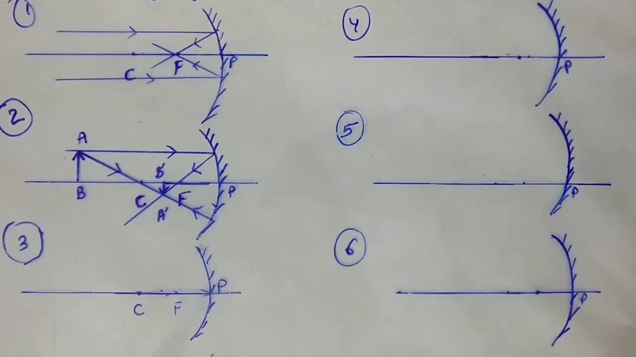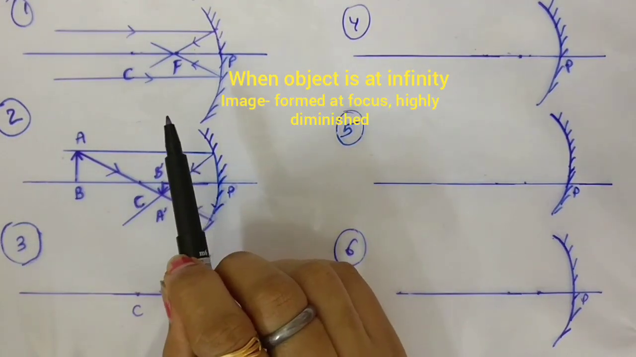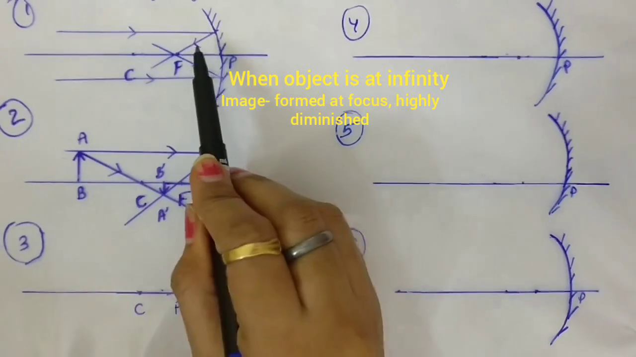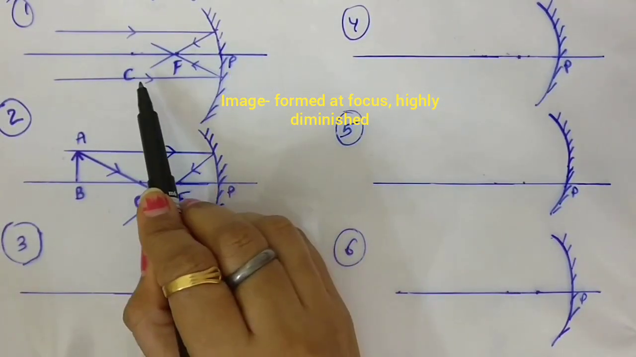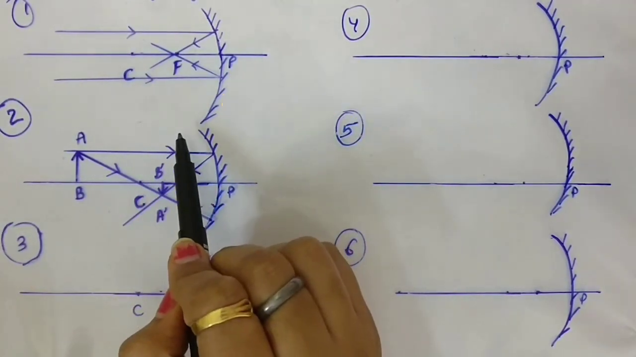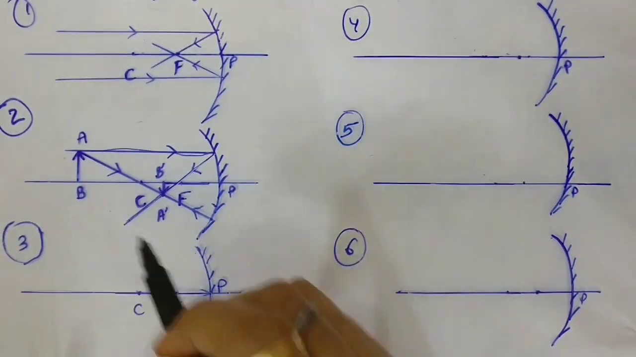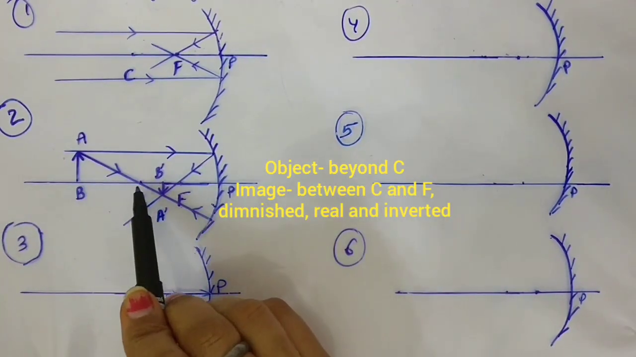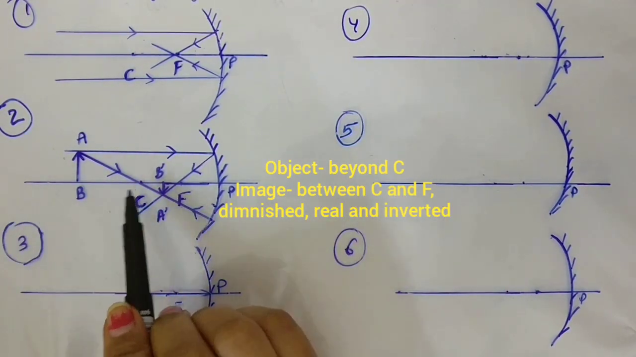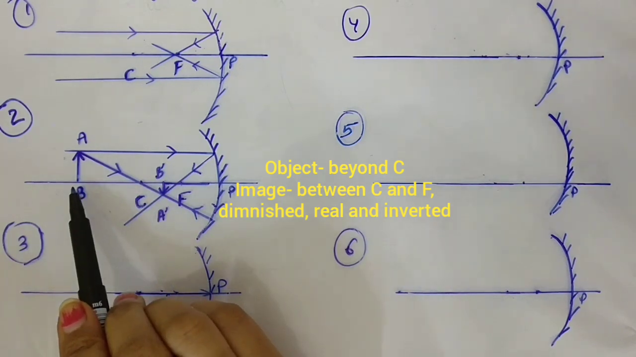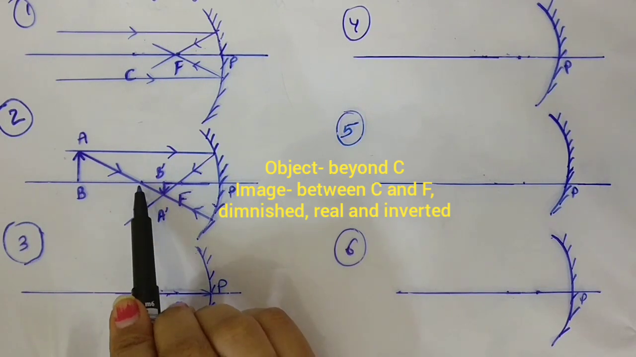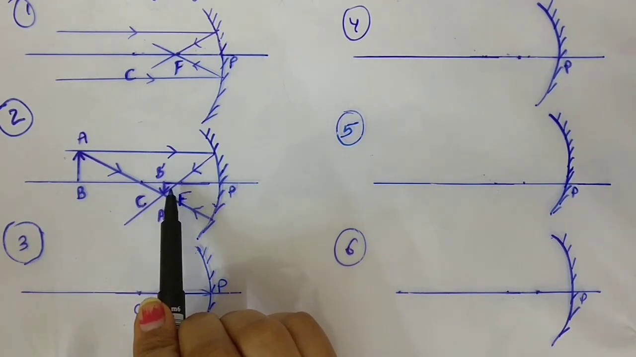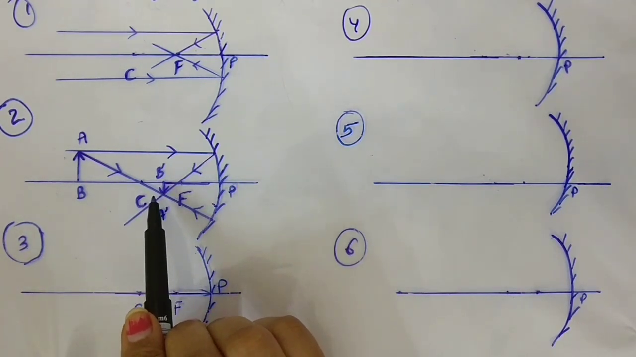Now let us see the image formation by concave mirrors. So first case, which we have repeated several times by now, the rays which are parallel to the principal axis should pass through focus after reflection from the concave mirror. If the object is between the center of curvature and infinity, that is beyond the center of curvature, then the image which is formed will be between center of curvature and focus, and it should be real and inverted.